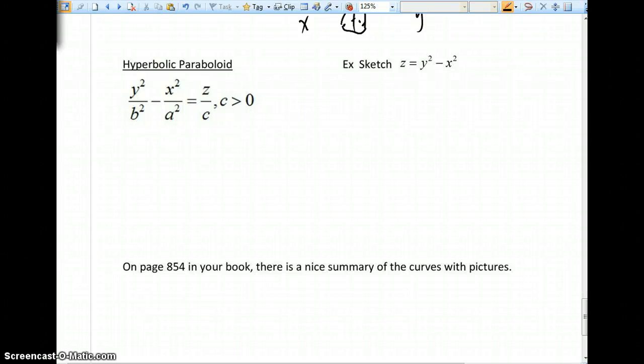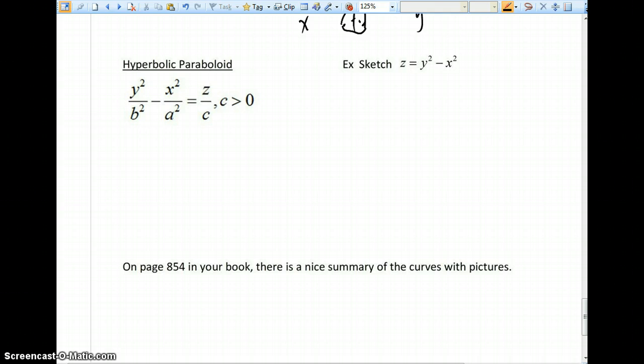With our last problem of this section, the hyperbolic paraboloid, this is the most obscure of the graphs. It might even be the most difficult to draw. It's going to look like a saddle.